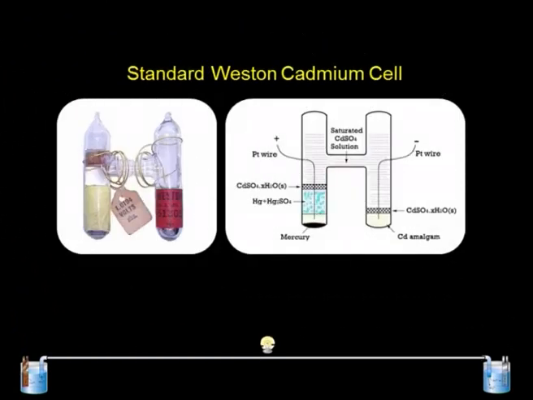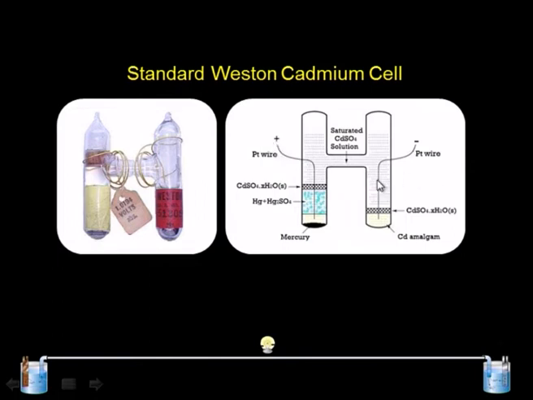Here is a typical representation of the Weston cadmium cell. We have an H-type glass cell in which we have two compartments connected through a frit which is filled with standard cadmium sulphate solution. In one arm we take cadmium sulphate solution, and at the bottom we have mercury, over which we have a paste of mercury with mercurous sulphate, and a platinum wire is put in this arm which is positive in nature.